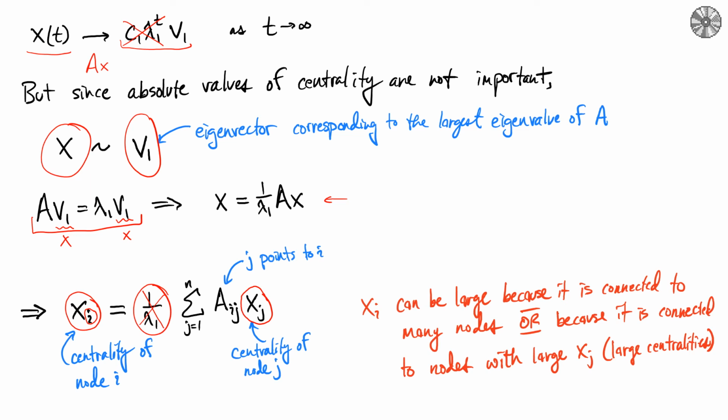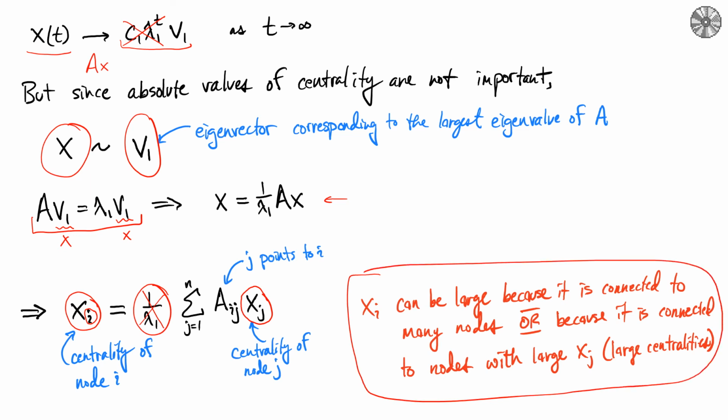And then remember that eigenvector centrality is really this idea that the centrality can be large either because the node has a high degree or because it's connected to nodes that have a large value of x_j. So this sum can be large either because there are many terms or because several of the terms are quite large.